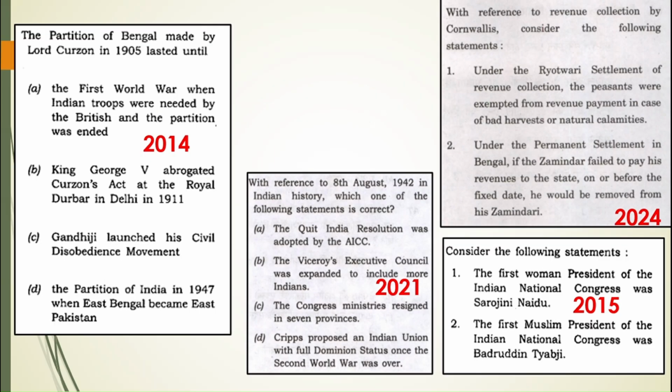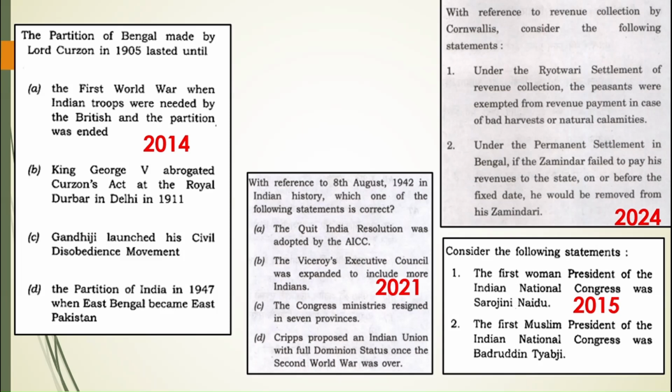Now let us see the PYQs. So the 2014 PYQ, the partition of Bengal made by Lord Curzon in 1905 lasted until. So this is about governor generals. Then you see the 2021 question with reference to 8th August 1942. Which one of the following is correct? So this is about dates in modern history. If you see the 2024 question, Ryotwari system, permanent settlement system was asked.